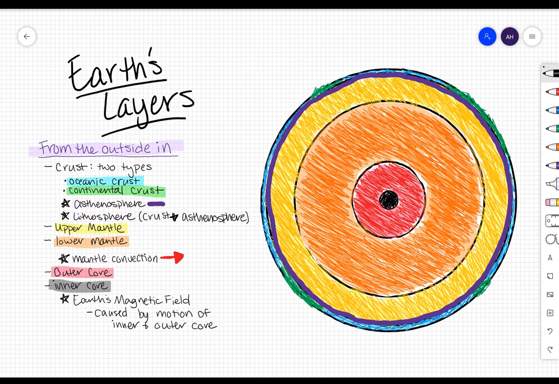So when I'm saying underwater, I don't mean like a lake or a pond or a little river. I'm talking about the ocean. So the oceanic crust is under the ocean, and the continental crust is where we are on dry land.